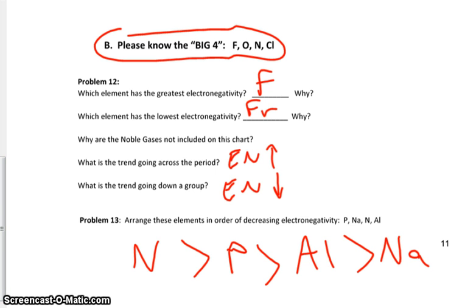Nitrogen is one of the big four, so that should have jumped out at you. Phosphorus is also a nonmetal in the third shell. Then aluminum, then sodium. Notice that sodium has fewer protons than any of those in its shell, so it has the least electronegativity. All right, let's turn the page.